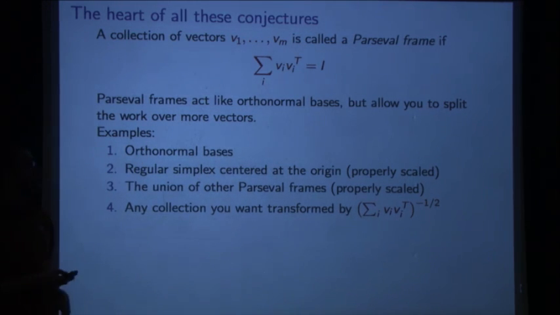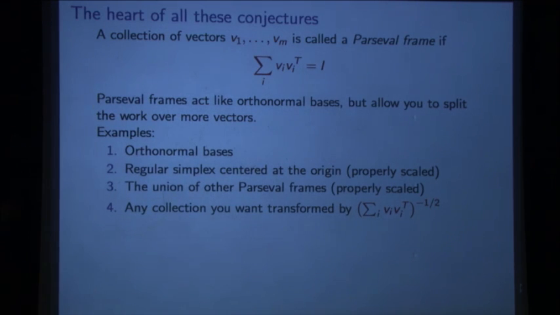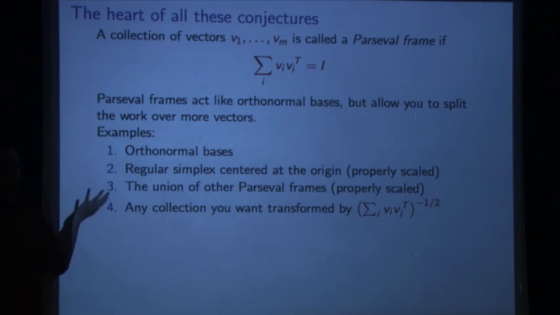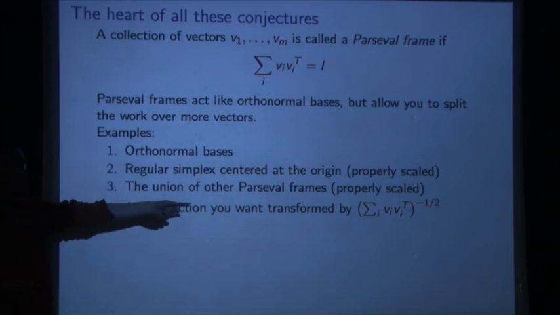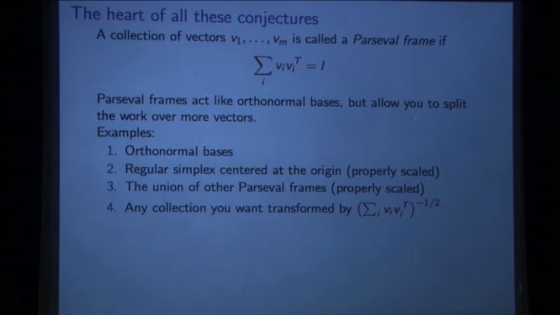So an orthonormal basis is itself a regular simplex centered at the origin. If you properly scale everything, it is a Parseval frame. If you take two Parseval frames that you have and you union them together and then scale them, that becomes a Parseval frame. And in fact, if you take any vectors that you're interested in and transform them by the square root of their inverse frame operator, that turns your collection into a Parseval frame as well.